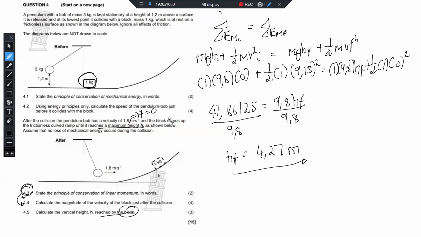Okay, so that's how you were supposed to go about answering all of this question for a total of 15 marks. So you know what to do.